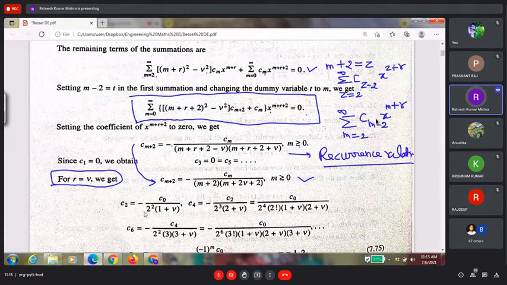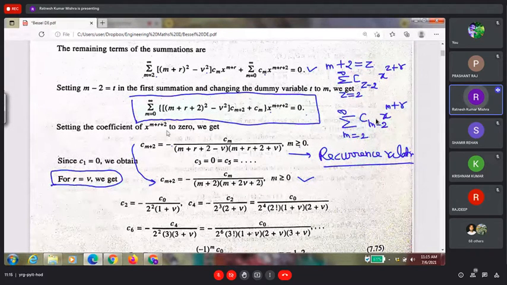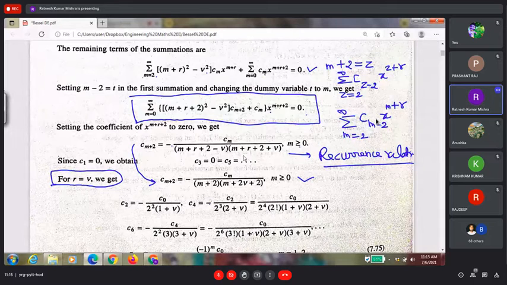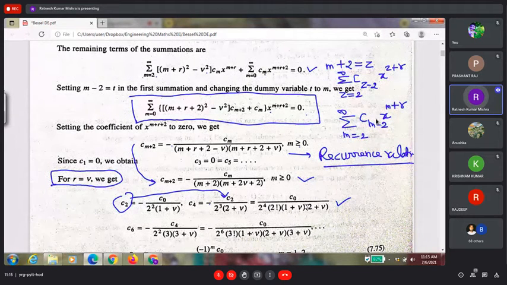Now find c2 in terms of c0. Now find c4, that is, m equal to 2, 2 plus 2, 4. Write this one. We can write it, and also substitute the c2 here. So c4 is written in terms of c0, and c6 is written in terms of c0.